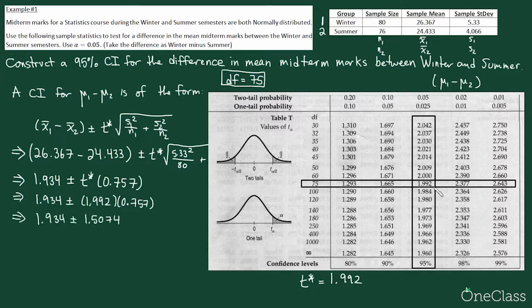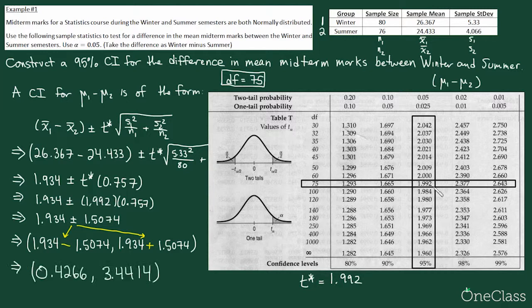Simplifying this, we get 1.934 plus or minus 1.5074. Next, we convert it to interval form, and we see that a 95% confidence interval for the difference in mean midterm marks between winter and summer is from 0.4266 to 3.4414.